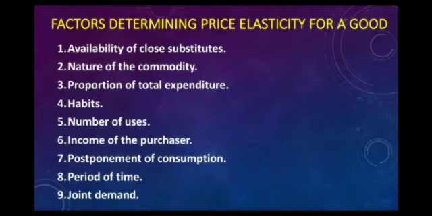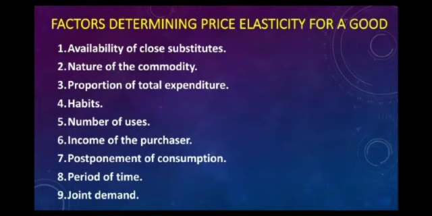Point number 5 is number of uses. For example, coal can be used for cooking, heating, etc. When the price of coal rises, the consumers can cut down some of the uses of coal, restricting themselves to the more urgent use only. On the other hand, if its price falls, it will be demanded more for every purpose. The demand for coal will therefore be elastic.